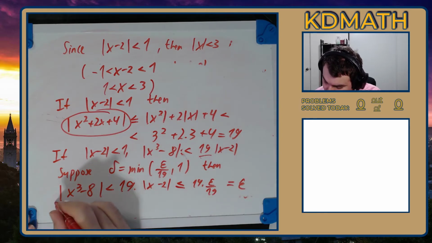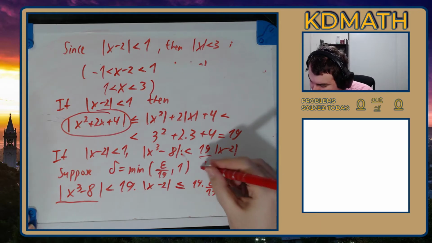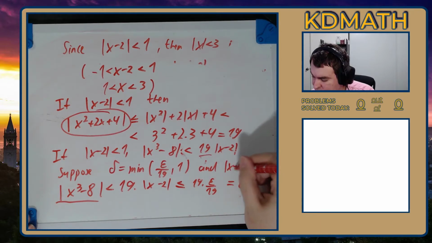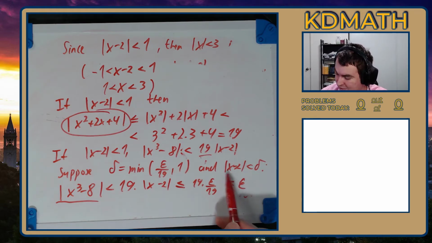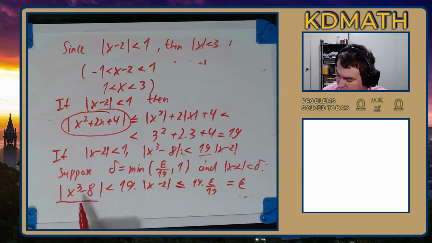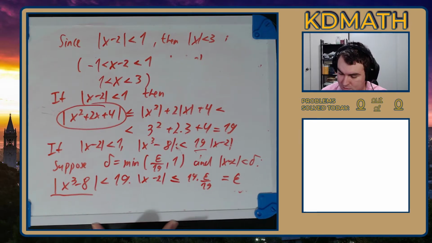And we're done, because we've shown that the absolute value of x minus 2 is less than delta. So we've shown that if the absolute value of x minus 2 is less than delta, with delta defined this way, then the absolute value of x cubed minus 8 will be less than or equal to epsilon.